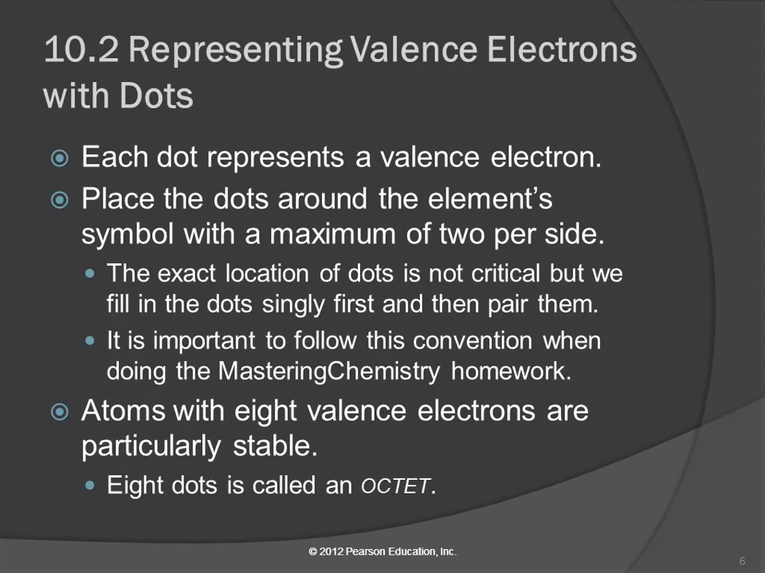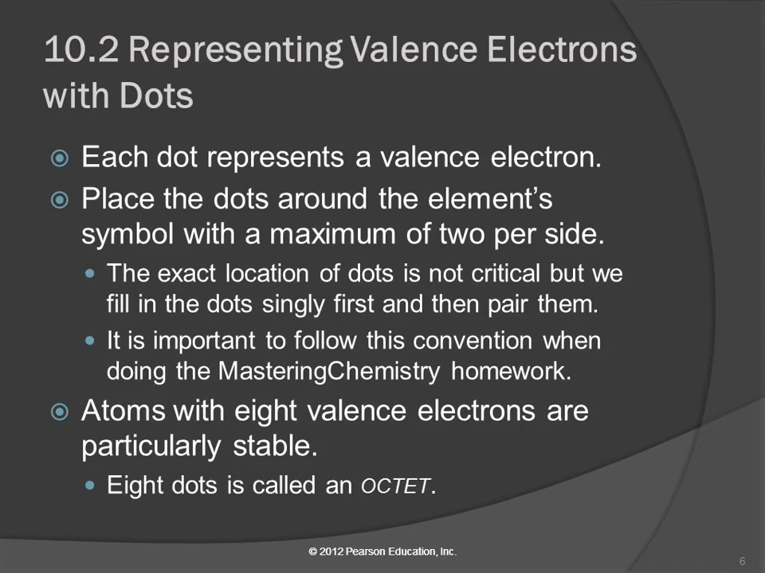So each dot represents 1 valence electron. We're going to place the dots around the element symbol with a maximum of 2 per side. So top, bottom, right, and left. The exact location of the dots is not critical, but we put them in individually first and then pair them up. And that is especially important with Mastering Chemistry. Okay, Mastering Chemistry is picky about that.